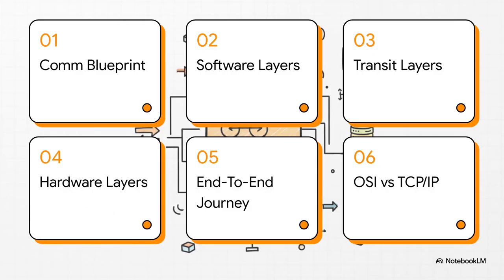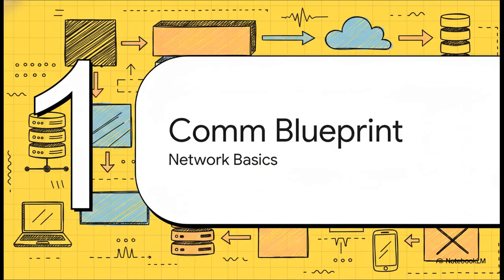Here is our roadmap for today. We'll start with the network communication blueprint, then look at the software layers from application to session and the transit layers of transport and network. After that, we'll get into the hardware layers, walk through the complete end-to-end journey, and finally, compare OSI with TCP/IP. We're starting exactly where you live at the software level and digging all the way down into the physical cables. Let's jump right into Section 1, the Network Communication Blueprint.